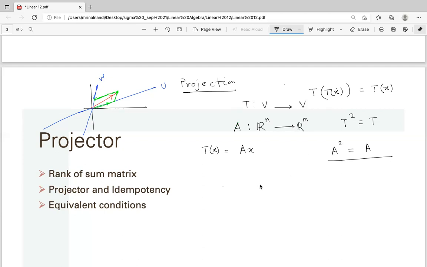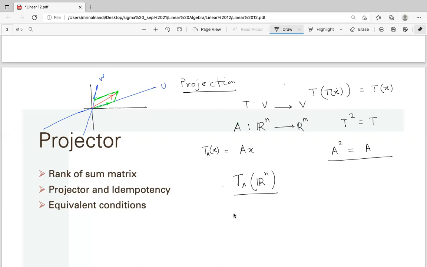So if A is a projector, what is the meaning of that? That means A is a matrix, and if you take the range of this matrix, this subspace of Rn, then A is a projector on this subspace along a complement of this range. So these are equivalent conditions.